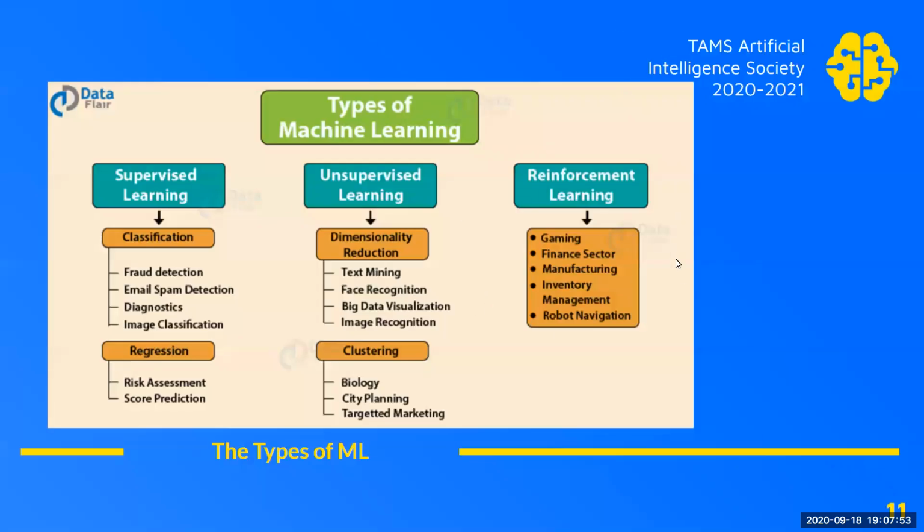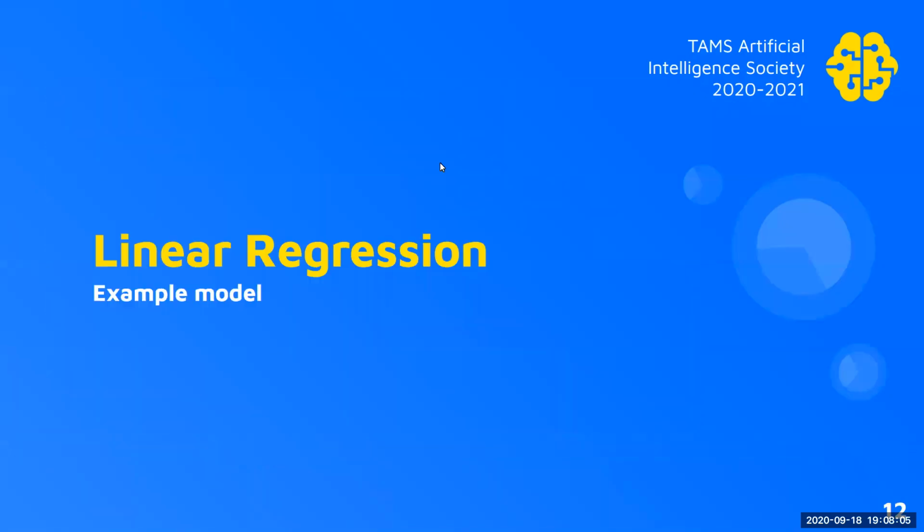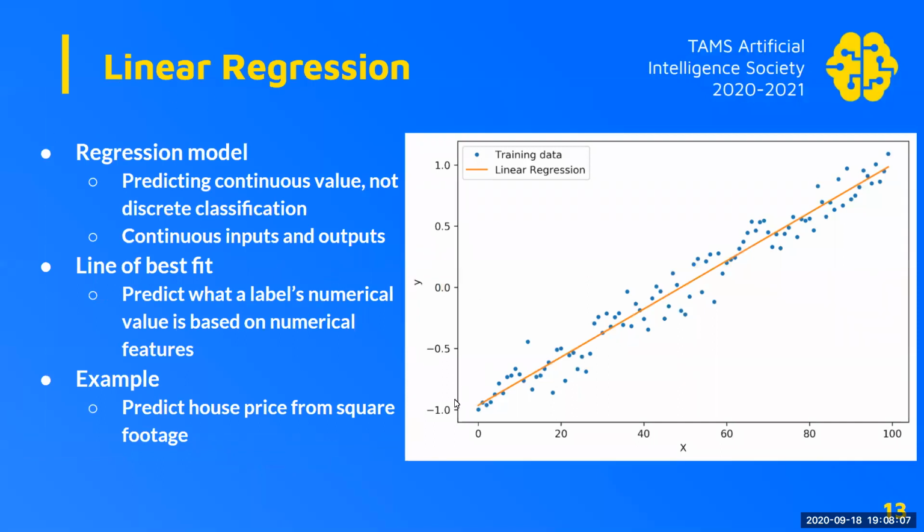But yeah, so we also went over how reinforcement learning is kind of in a different ballpark. It works based on an agent and an environment. We'll go over that later in the year. And so as our example model, we chose linear regression. It's a regression model where you input a continuous value and it outputs a continuous numerical value.